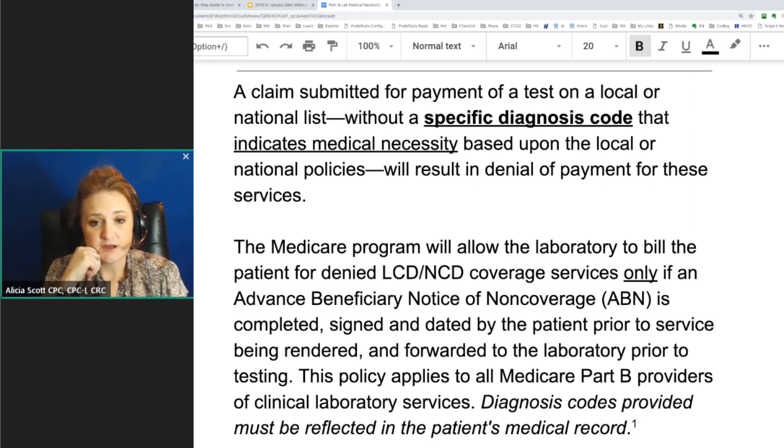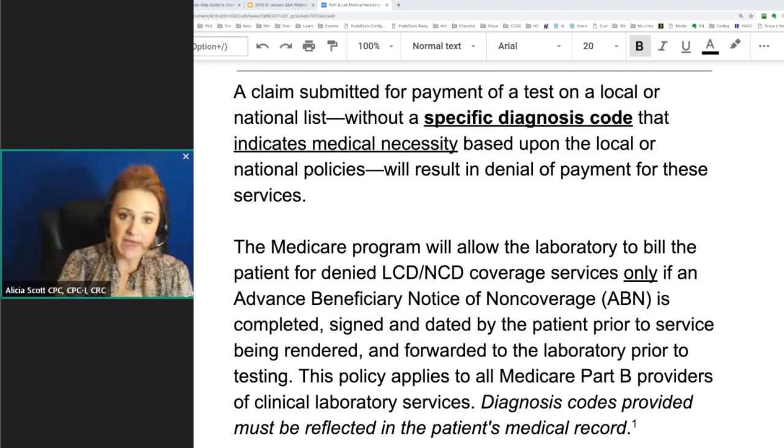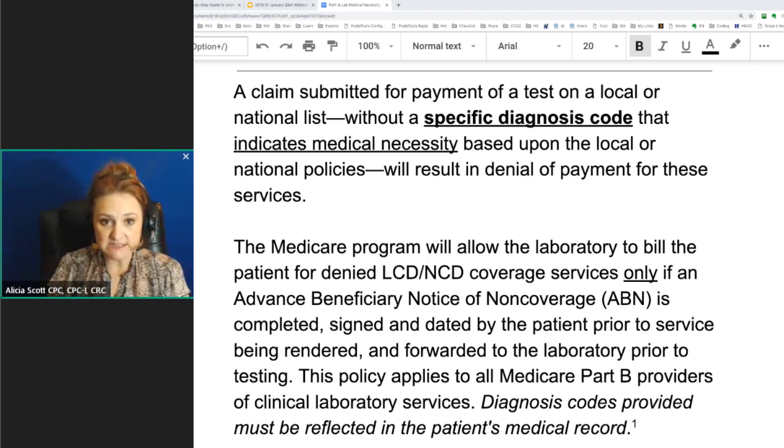And again, the LCD and the NCD means local or national. It's a list. But if you submit a claim for payment for a test that's being done, and you don't have a specific diagnosis to back up that CPT code that says it's medical necessity, they're not going to pay it. They're going to deny it.